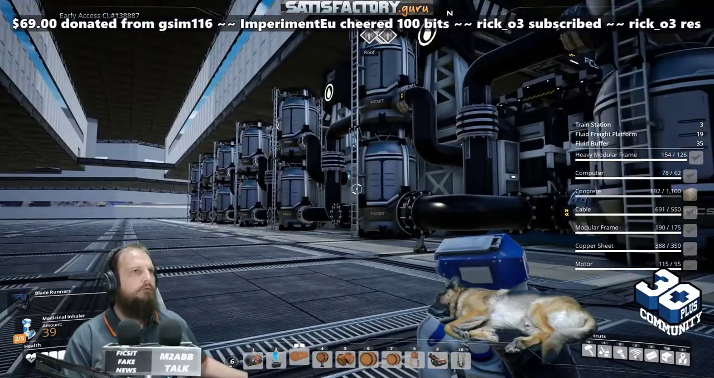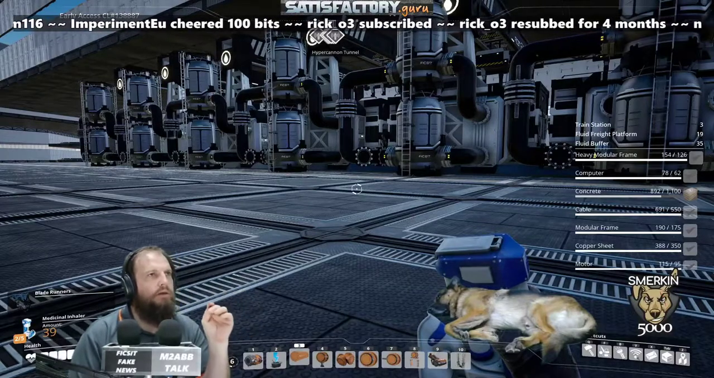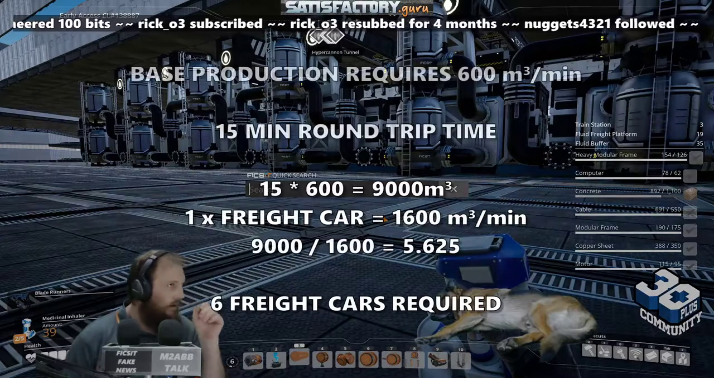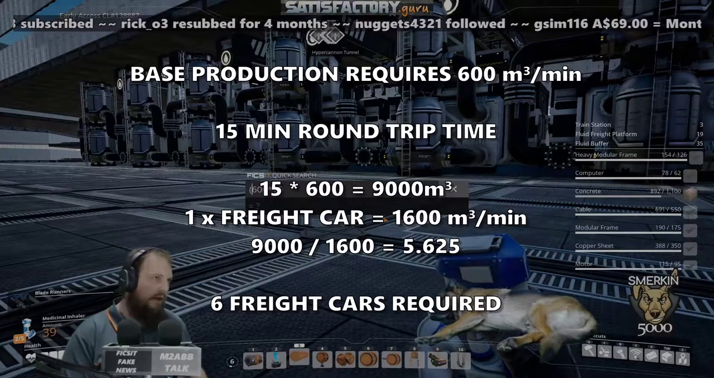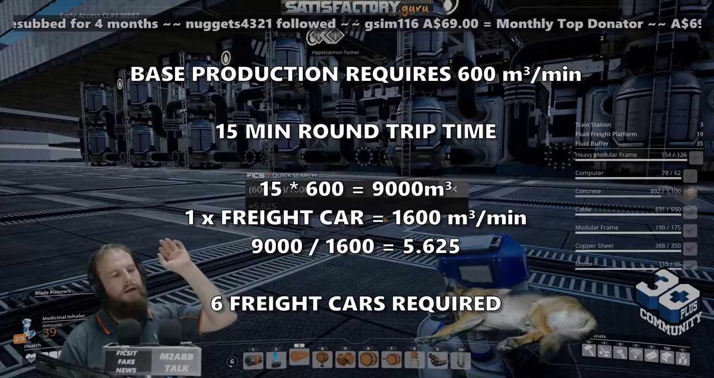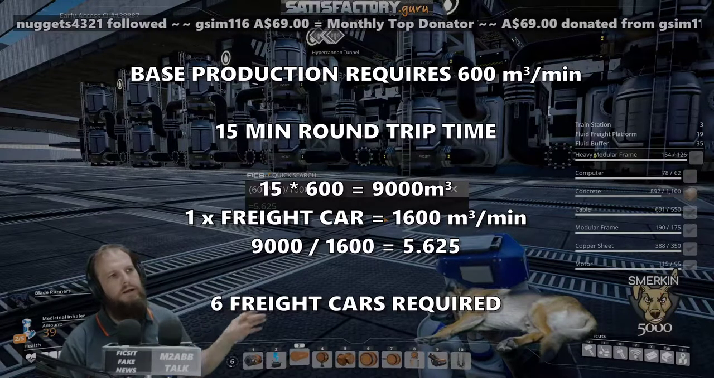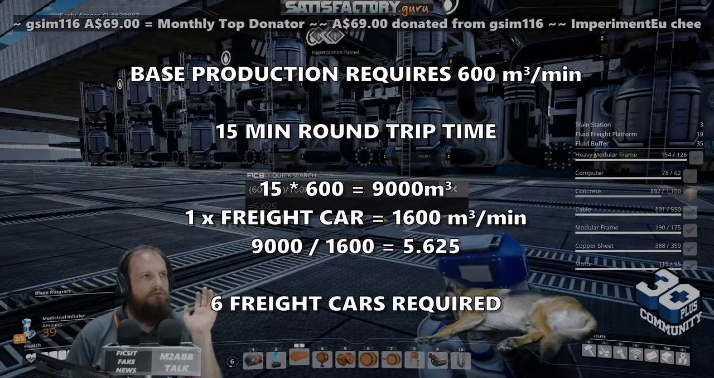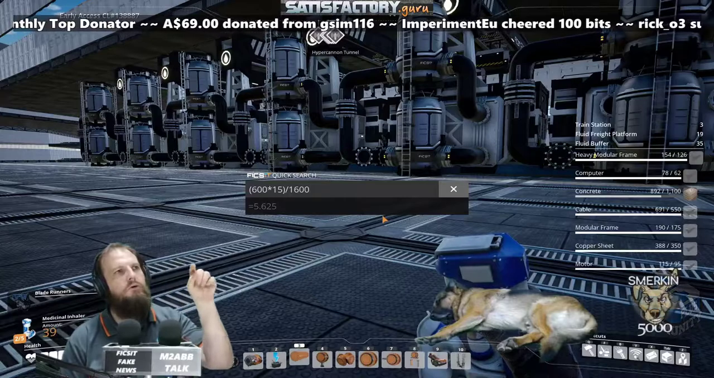Here we are again. I've got all the fluid buffers built along here that I was talking about. Now, remember back to the previous video where we were putting oil into the train station, and I discussed how we were delivering it. We wanted to deliver in total 600 oil, and it was a 15-minute round trip, which meant we need 9,000 oil in that whole time period. Each freight car transports 1,600 meters cubed of fluid. So over 15 minutes, we need enough freight cars to make that 9,000 we need. So six stations is what we need. Well, 5.65, but we can't do the 0.65, so we do six. So what that means is each station gets 100 oil per minute getting put into it.